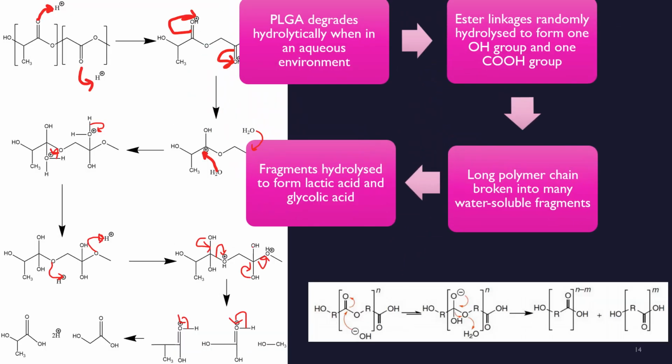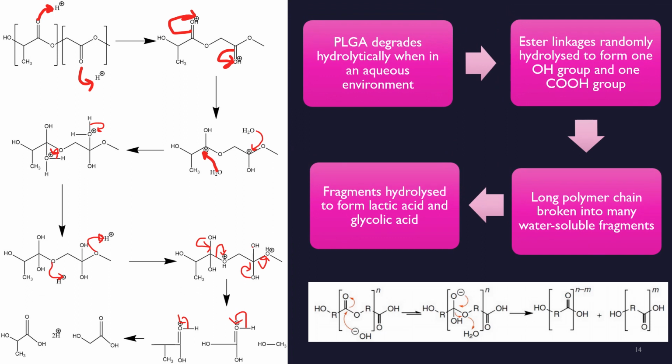PLGA degrades hydrolytically in an aqueous environment, with the ester linkages along the backbone being randomly hydrolyzed to form one hydroxyl group and one carboxylic acid group. Eventually, the long polymer chain is broken into many water-soluble fragments. Its hydrophobicity decreases with the decrease in molecular weight. These fragments, in turn, are hydrolyzed to form lactic acid and glycolic acid.